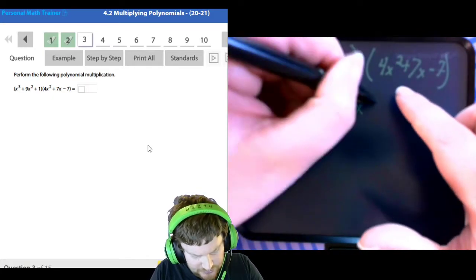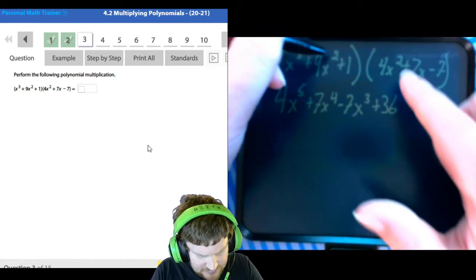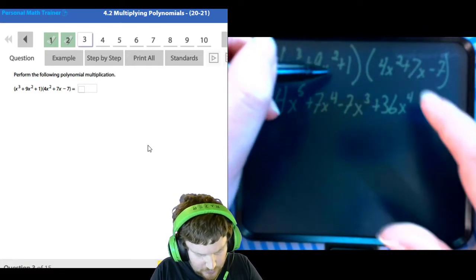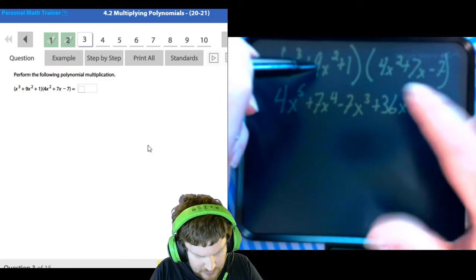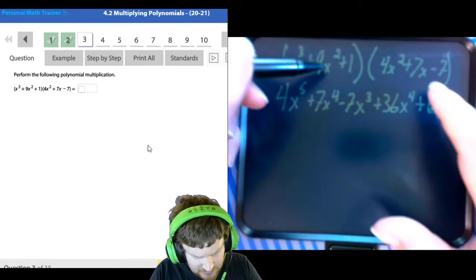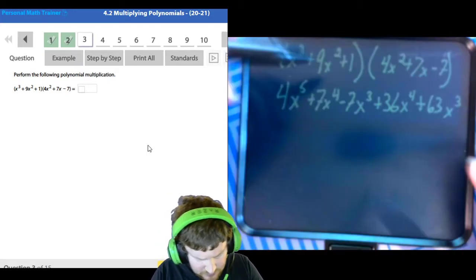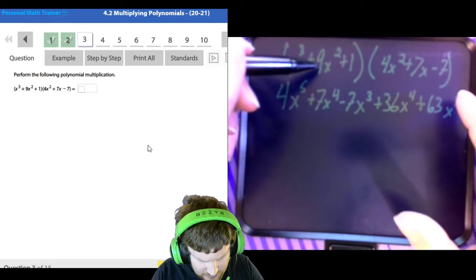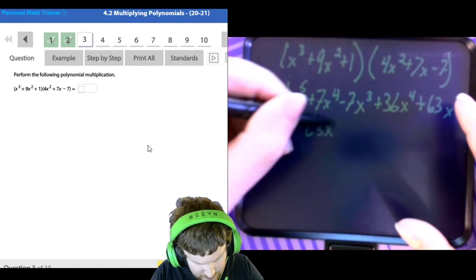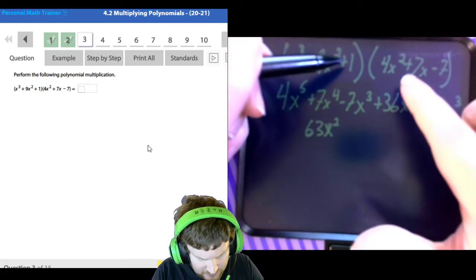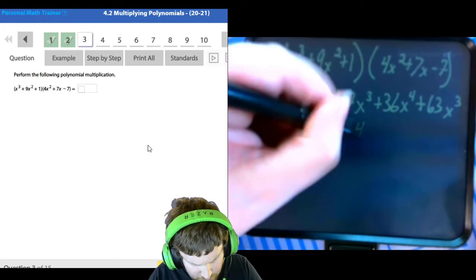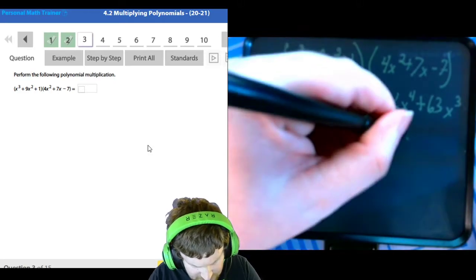So 9 times 4 is 36, and that is x to the fourth, because squared and squared makes 4. 2 plus 2 is 4. 9 times 7 is 63. That's going to be x cubed. And then 9 times 7 is 63, and that's going to be x squared. Then, since this is just a 1, I can just rewrite each of these. So this is plus 4x squared plus 7x minus 7.